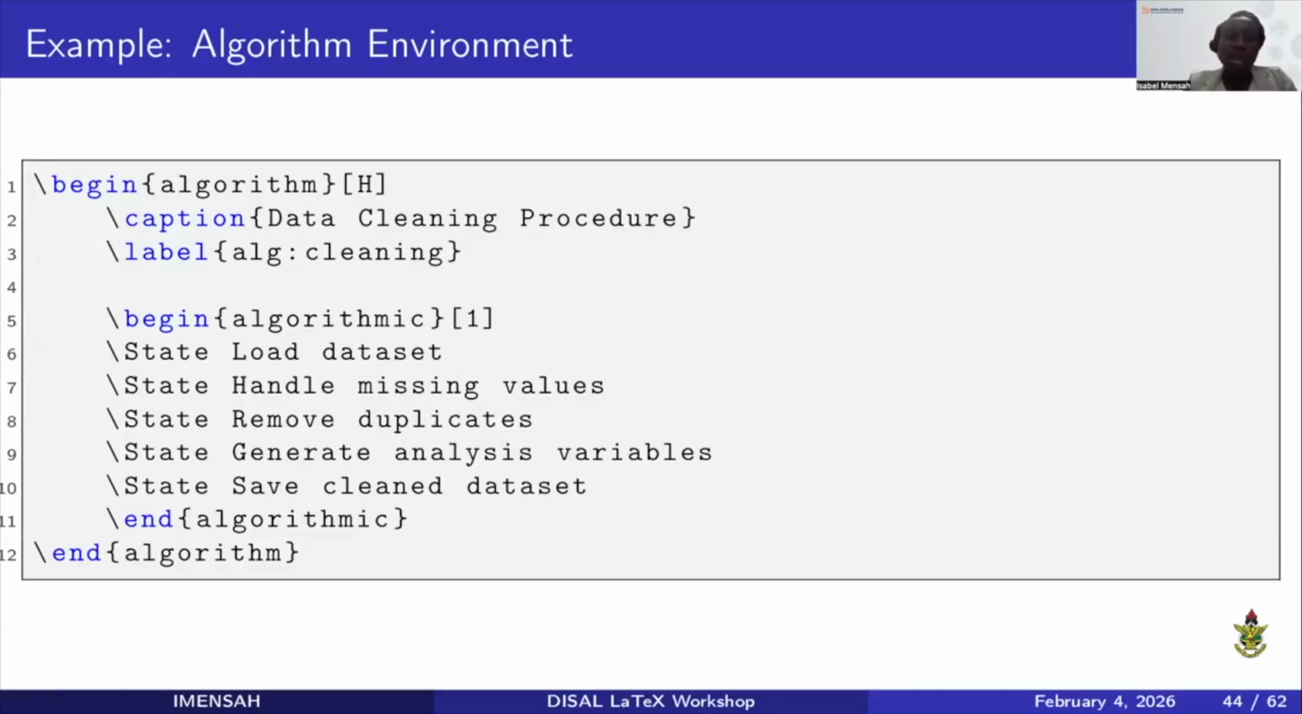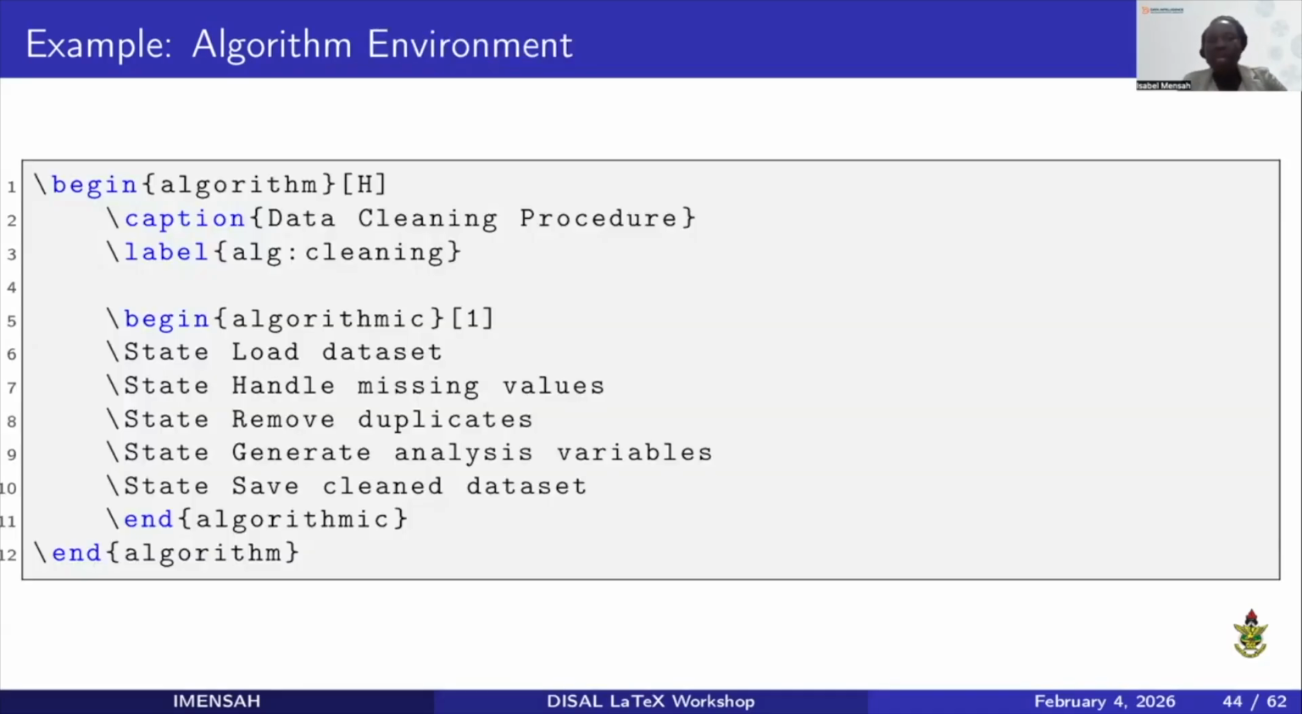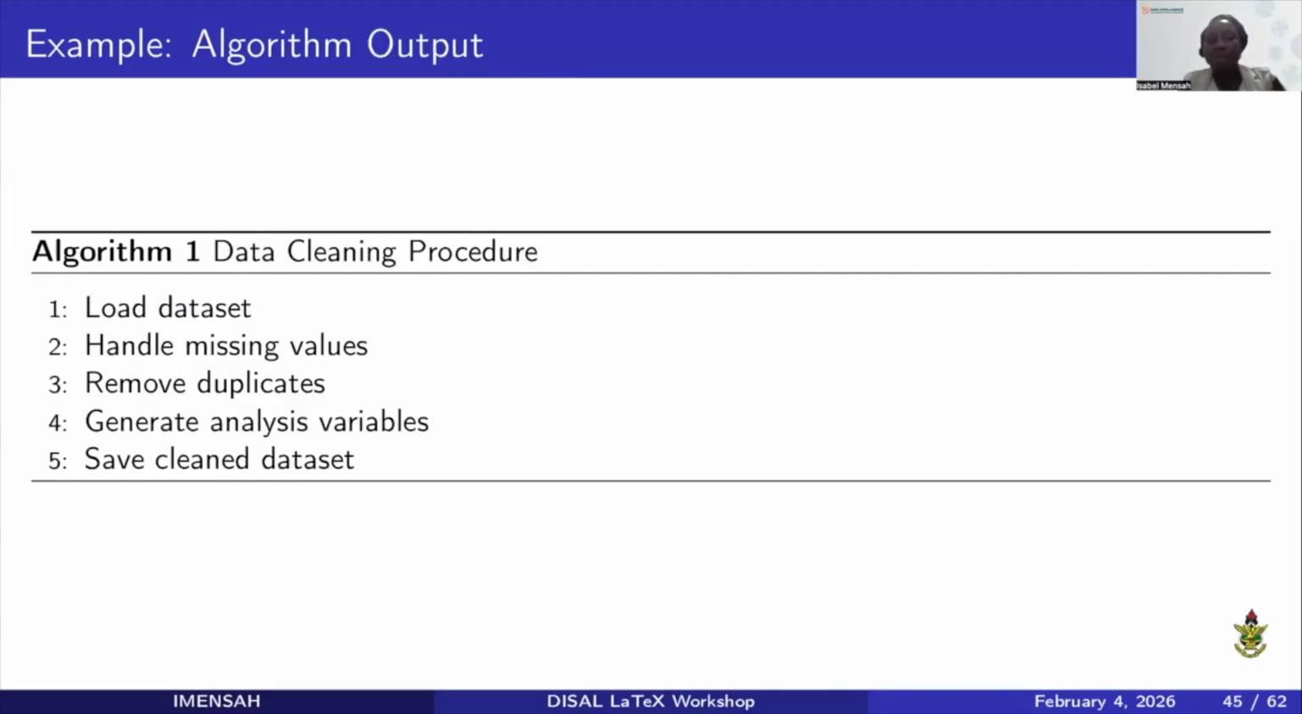So once we define it, we load the data. The step by step, we now define over here. Then we end both. Okay. So this is a very simple example. We want to create this algorithm. It's a cleaning procedure. Once we go through it, the step-by-step approach like we have, this is what we see.